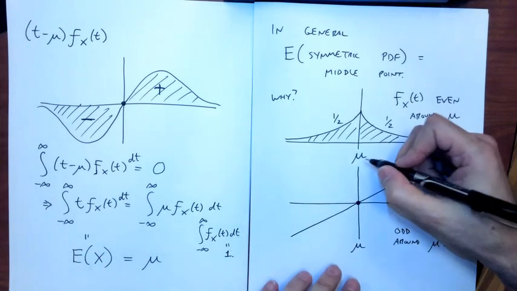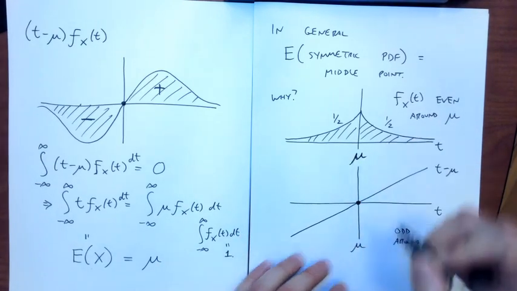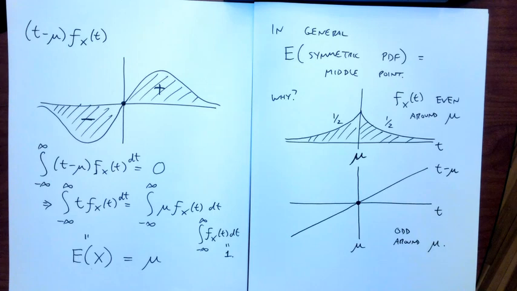So what did I learn? I set this up so that I was symmetric around a certain value, and then I derived that the expected value of that distribution had to be in the middle, okay? So generally that kind of makes sense. Hopefully that stands to reason, right?